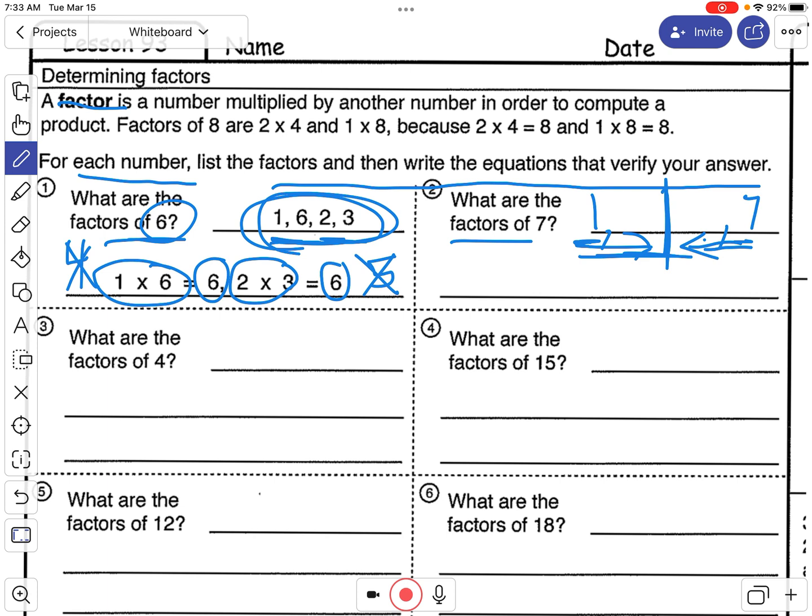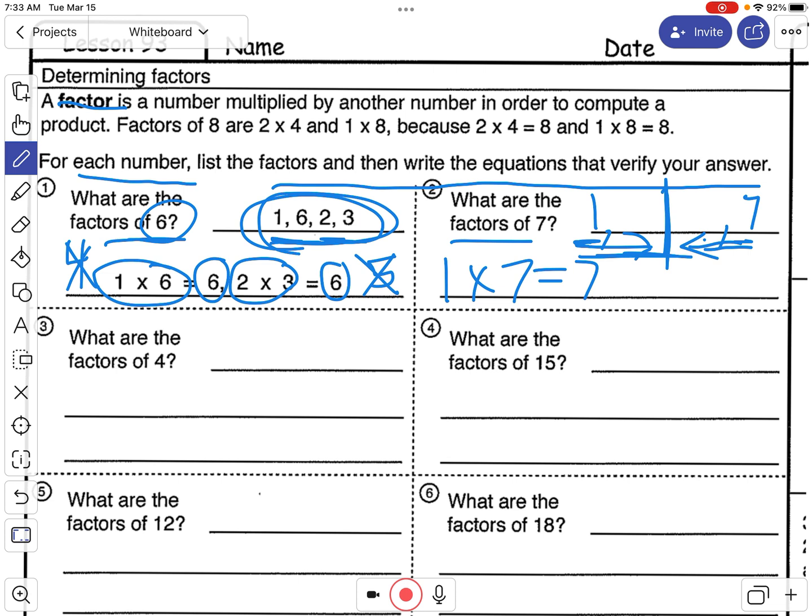2 does not go into it. 3 does not go into it. 4, I don't even need to test for because that's past the halfway point. And so therefore, my answers are 1 and 7 because 1 times 7 equals 7. All you have to write in your paper is 1 and 7, and then 1 times 7 equals 7. Pause if you need to get caught up.